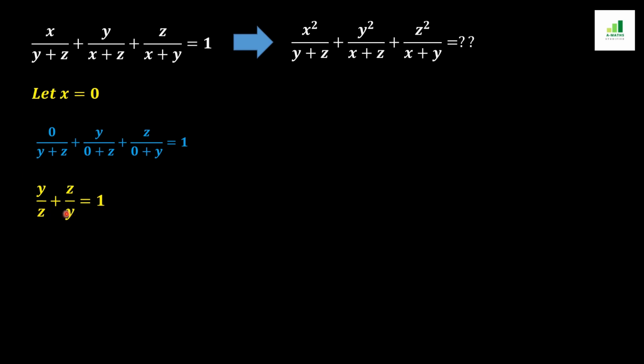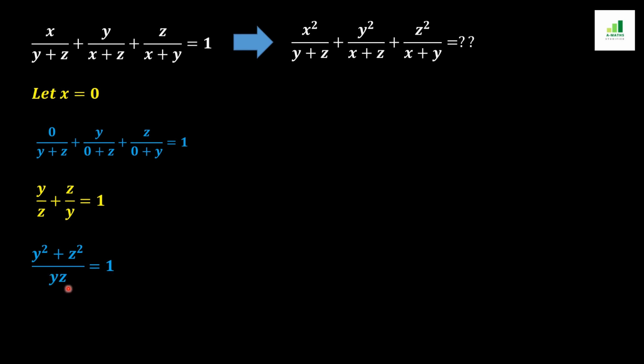Now we should simplify this condition by taking LCM. As a result, we get y square plus z square over yz equals 1, because when this y multiplies with this y, we get y square, the plus sign is the same as before, and when this z multiplies with this z, we get z square over yz. The 1 on the right side of the equation remains the same.